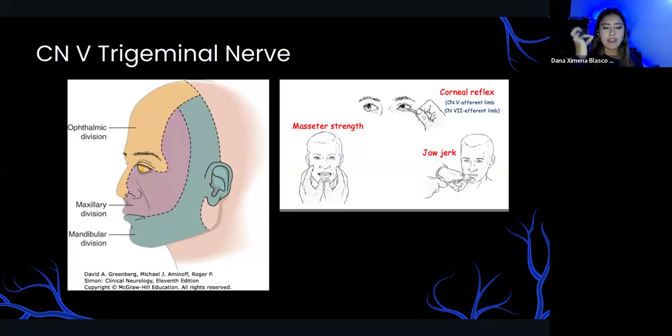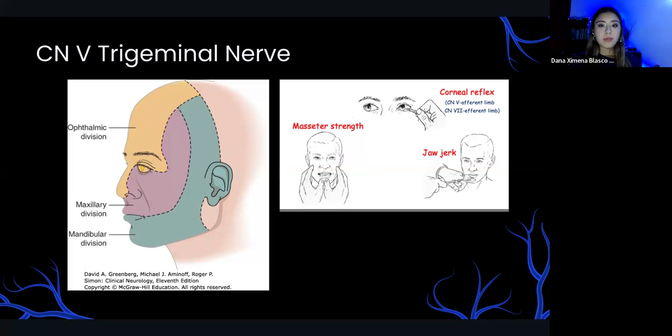Okay, I feel it. I can feel it. I can feel this. That's normal. But maybe the patient has a lesion of the trigeminal nerve. Of course, he's not going to feel this stimulus.